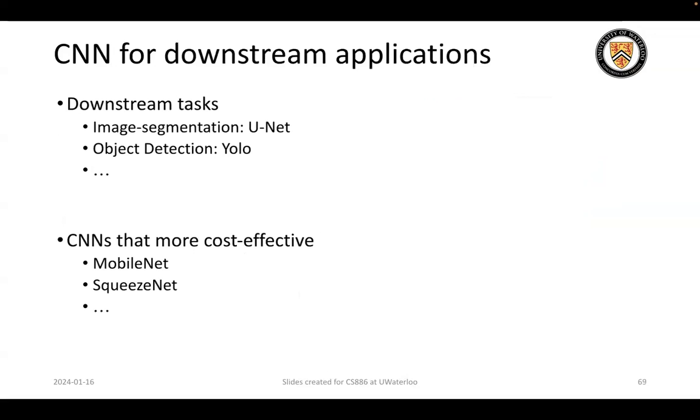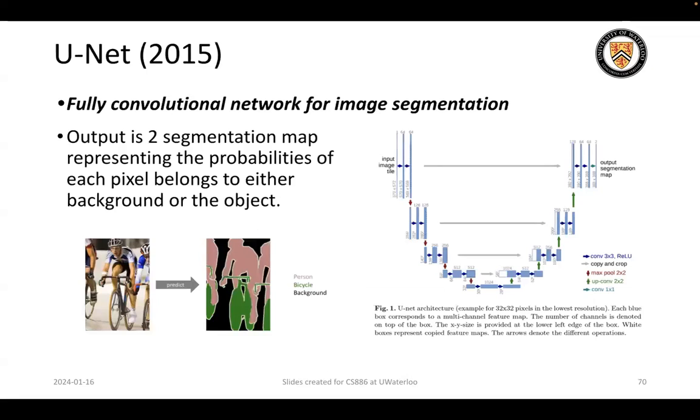And lastly, let's look at CNN for downstream application. Downstream tasks include image segmentation using UNet, object detection using YOLO, and we have CNNs that are more cost-effective, such as MobileNet, SqueezeNet, etc. UNet was proposed in 2015, which is a fully convolutional neural network for image segmentation. Here, the output is a segmentation map representing the probabilities of each pixel belonging to either a background or the object. For example, we try to predict which pixel belongs to a person, which pixel belongs to a bicycle, and which pixel belongs to a background, etc.